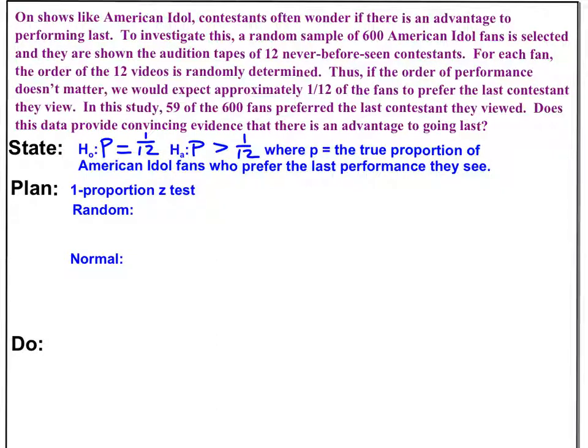We got 600 randomly selected fans. They're shown 12 never-before-seen tapes in random order. If the order really doesn't matter, and the tapes are relatively equal, we should say that about 1/12 prefer the last contestant. We're concerned that it would be higher, so Ha says that p is greater than 1/12.